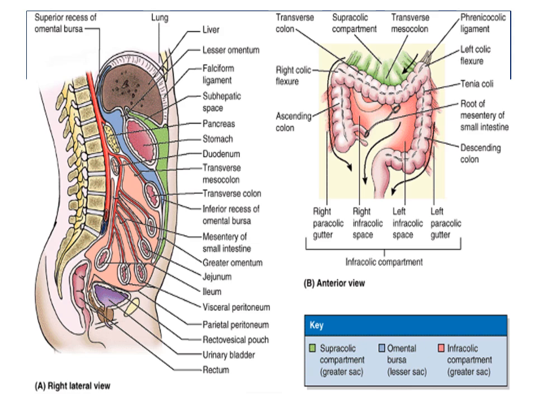Once again, the division of the peritoneal cavity here is shown in different colors. You will notice that the greater sac, first of all, is divided into two parts: the supracolic compartment above the transverse mesocolon, and then the infracolic compartment in pink below the transverse mesocolon. And then finally, we have the lesser sac shown in blue in this image.